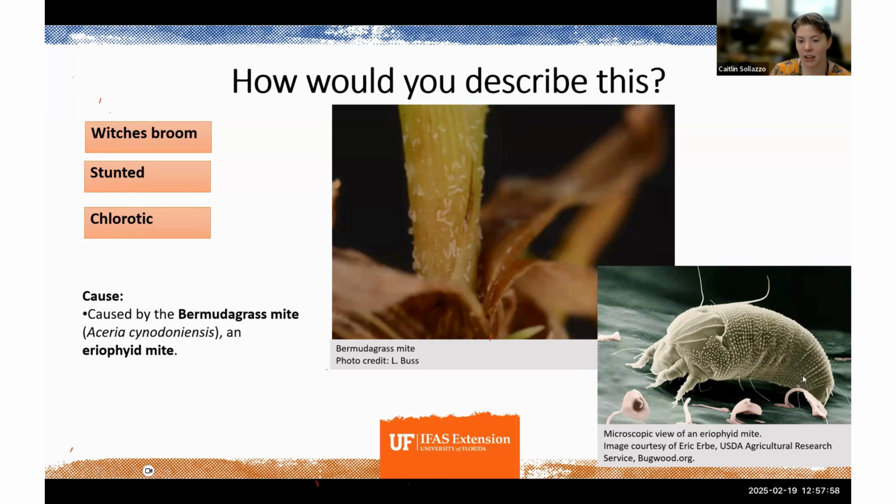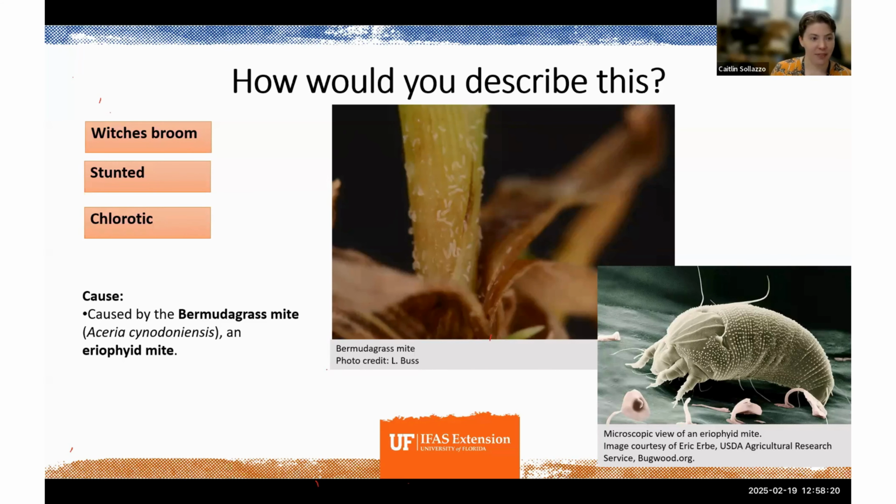One of my favorites. They look like little sausages. They create really funky symptoms and they are really hard to find. So they are a bugger if you're trying to identify something, but that makes them fascinating as well. So yeah, they cause witches brooming symptoms, stunted, chlorotic. It's just funky. One way to describe it is just kind of funky.